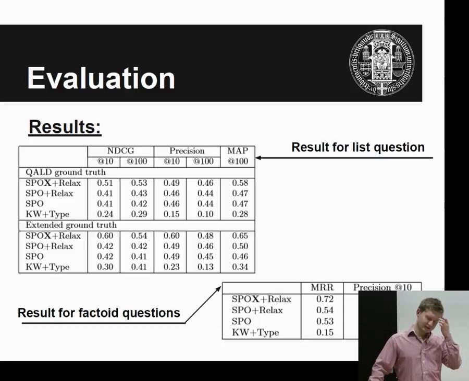So it's because relaxation is obviously limited by the removal of textual extension, and the query words plus type is the worst approach. How we can see, the same thing is true for the factoid questions.